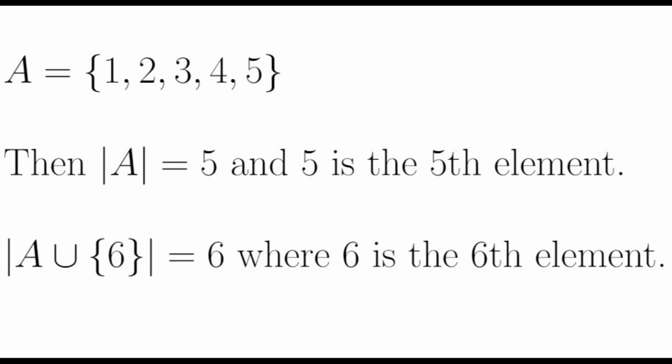The ordinal numbers are not about the size of sets, but how their elements are arranged. Now, for finite ordinals, these match up with the finite cardinals. If I have a set containing 5 elements, and I order them 1, 2, 3, 4, 5, then 5 is the 5th element, and the size of the set is also 5. If I add an element to that set, let's say 6, then that new element is the 6th ordinal, and the size of my new set also increases to 6.